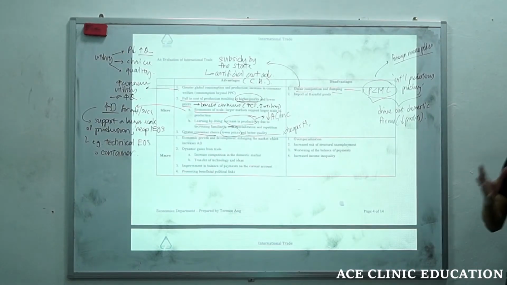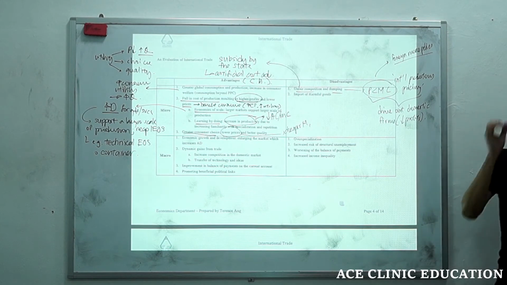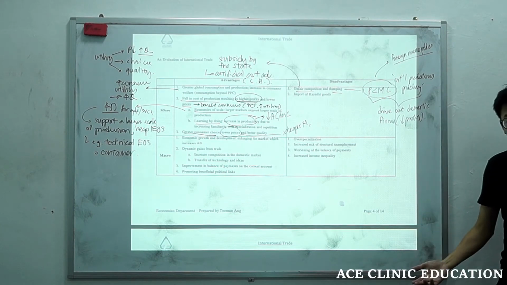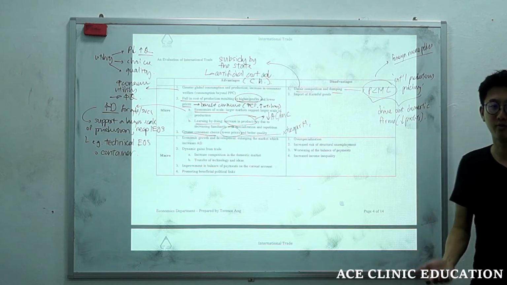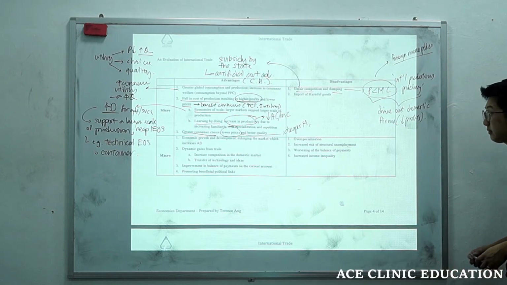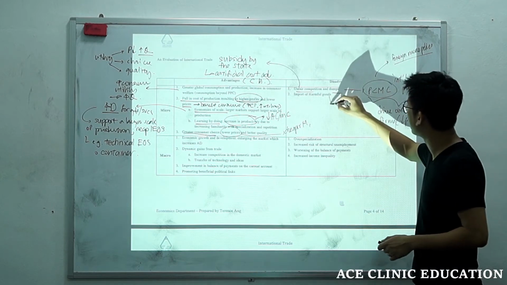Okay, so the long story short is, it's unfair for local firms because you face unfair foreign competition. They can drive you out, your profits will fall, right? And then you could be replaced by a foreign monopoly, which is bad for everyone. Okay, import of harmful goods. This is very simple. This is just demerit goods.